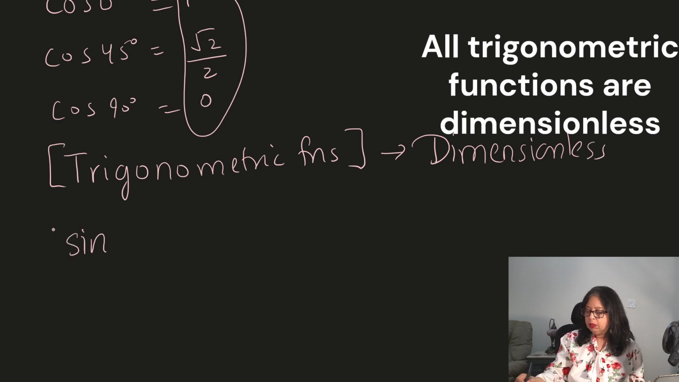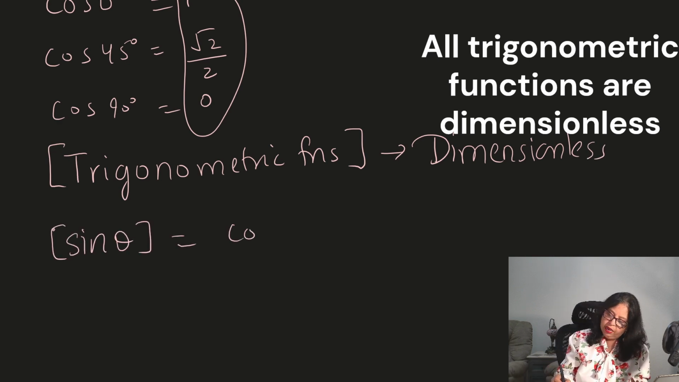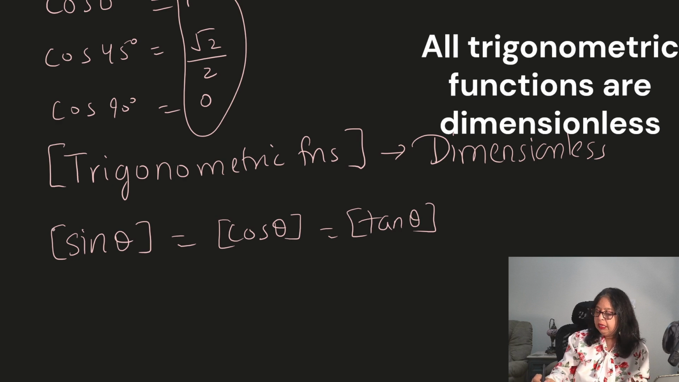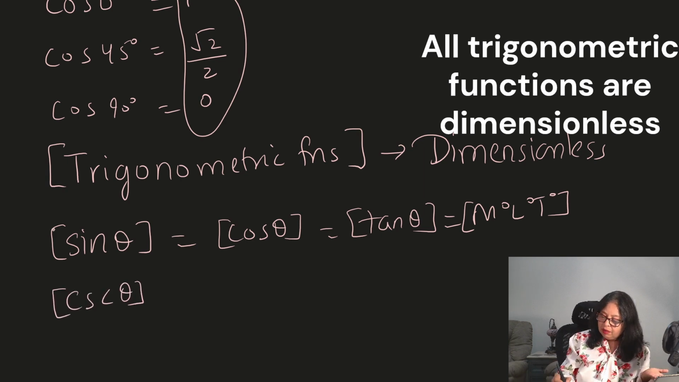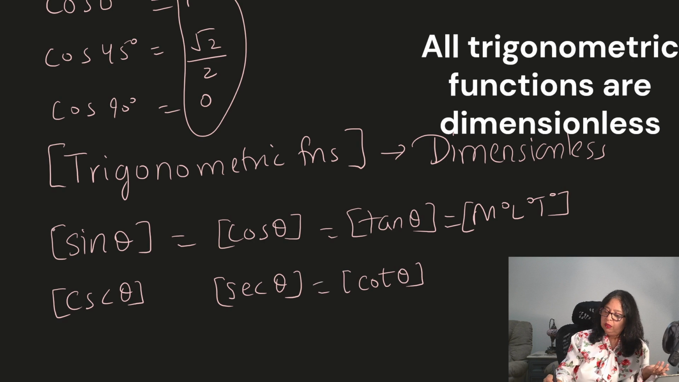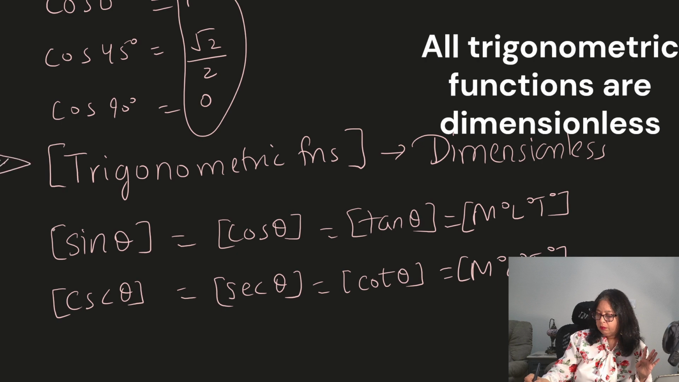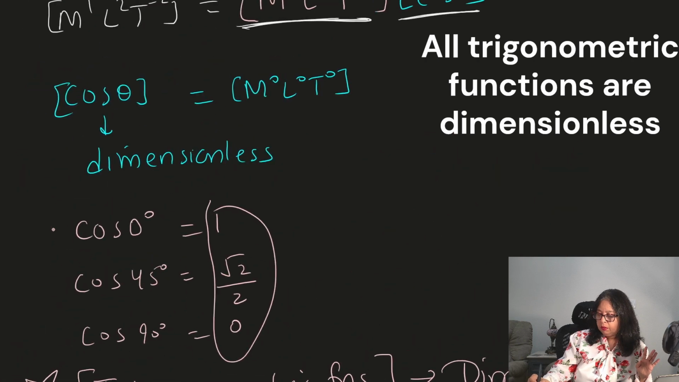That means sine theta is dimensionless. Cos theta, whatever the angle might be, tangent theta, these are all M0, L0, T0. Now, of course, if sine theta is dimensionless, then what would be cosecant theta? Dimensionless, because it's the inverse of sine theta. If cosine is dimensionless, then secant will be dimensionless. If tangent is dimensionless, then cotangent will be dimensionless as well. So this is an important point that you want to make a note of.